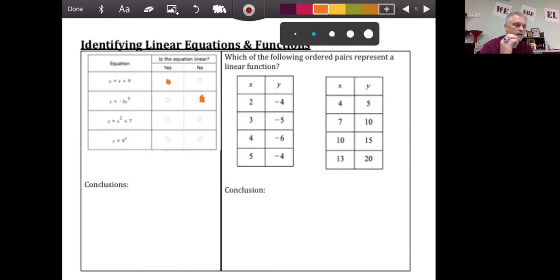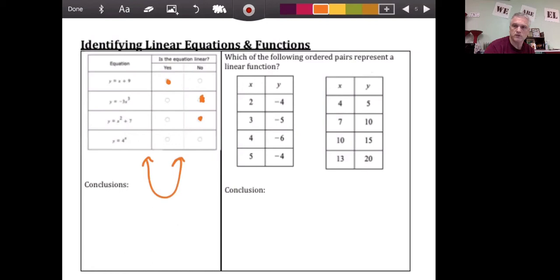So if you have x in your equation, it must be to the first power for you to have a linear equation. Okay, so let's finish these last two. This is y equals x squared plus 7. Because it's x squared, we have a great big no. As a matter of fact, if you graph this, it's a parabola, as many of you know, I'm sure.